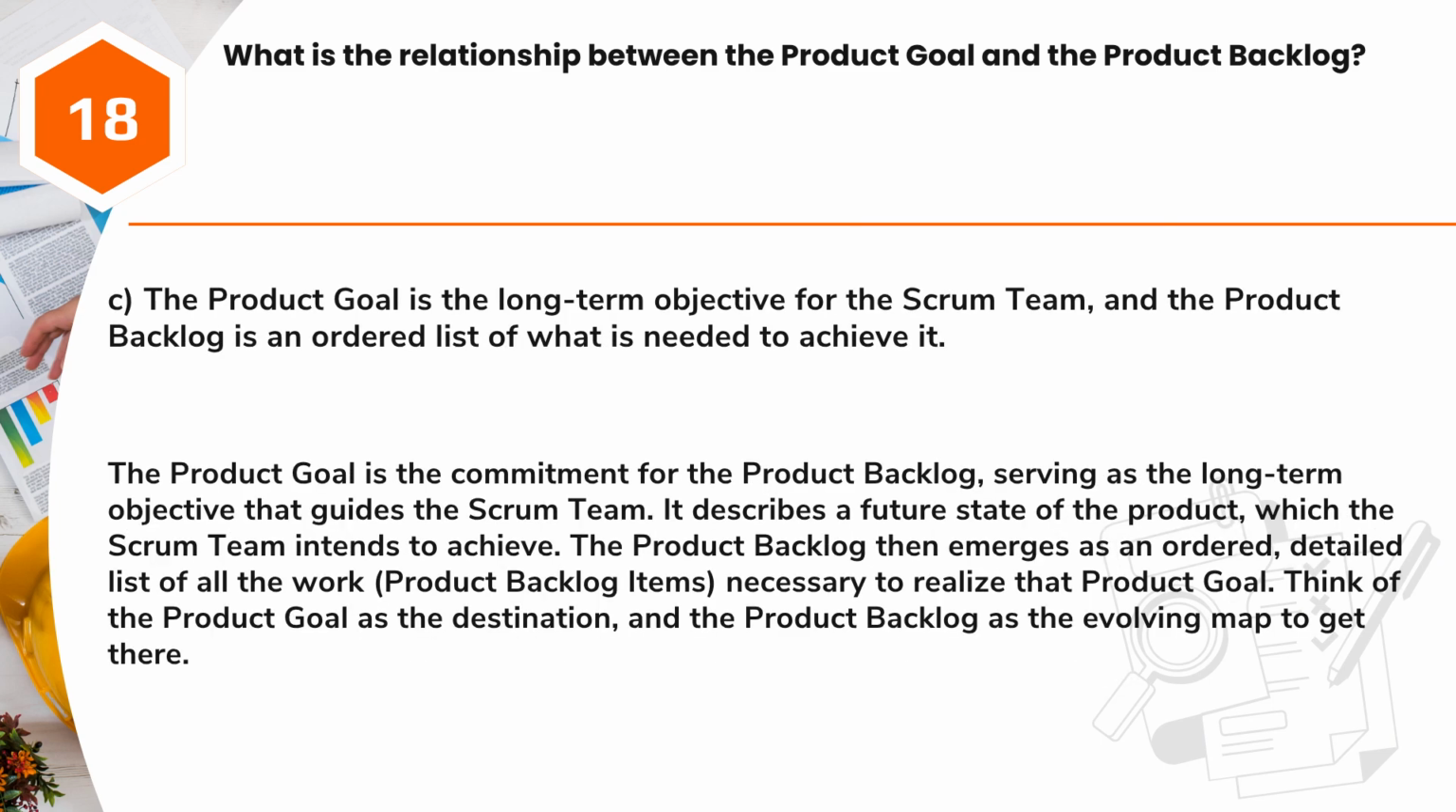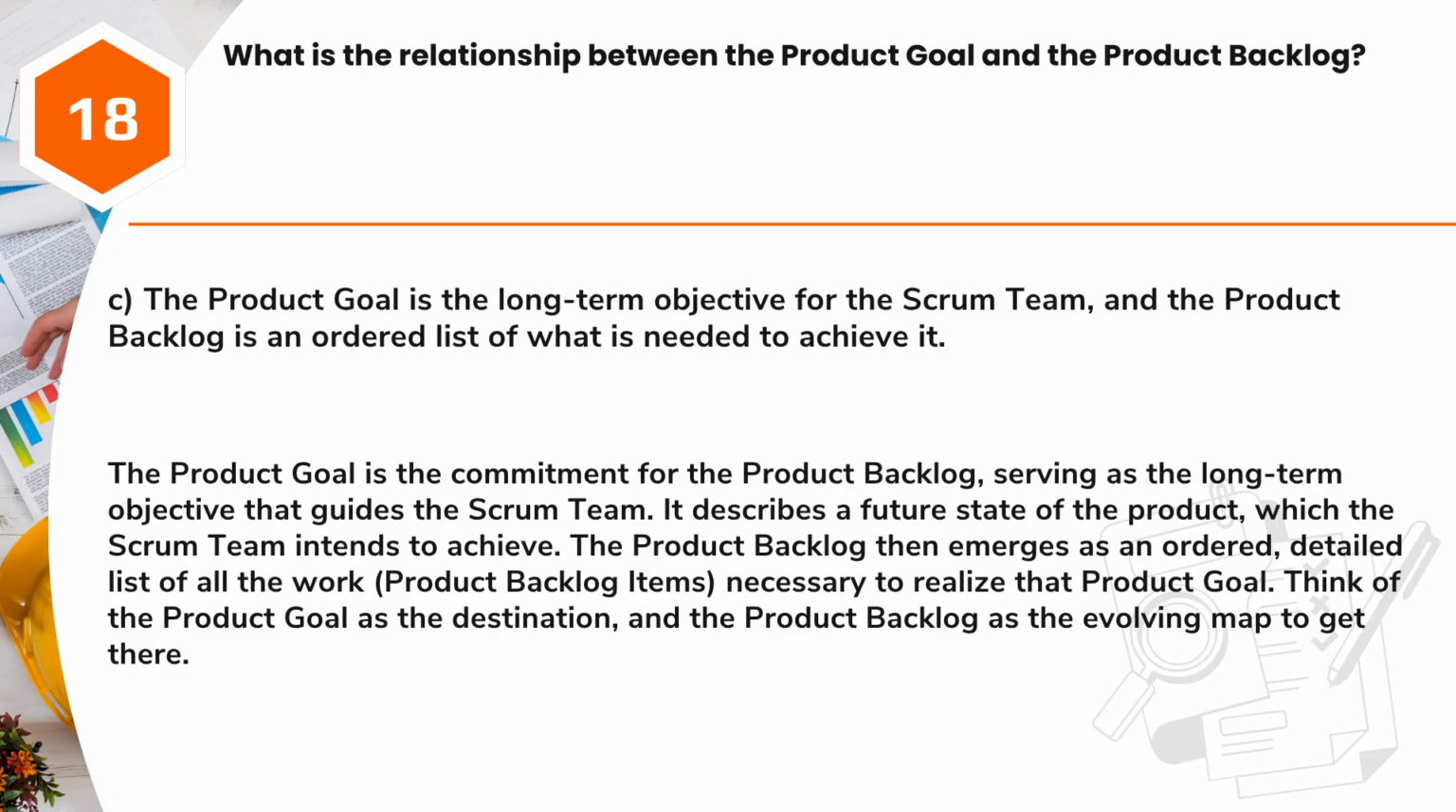Answer: C. The product goal is the long-term objective for the Scrum team, and the product backlog is an ordered list of what is needed to achieve it. The product goal is the commitment for the product backlog, serving as the long-term objective that guides the Scrum team. It describes a future state of the product, which the Scrum team intends to achieve.